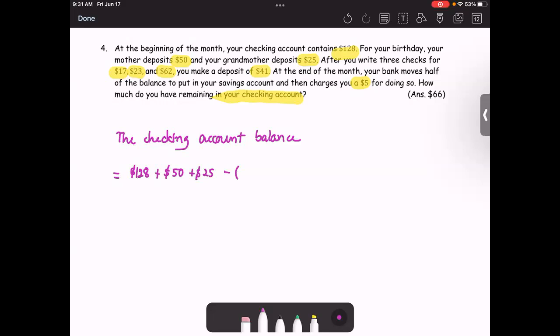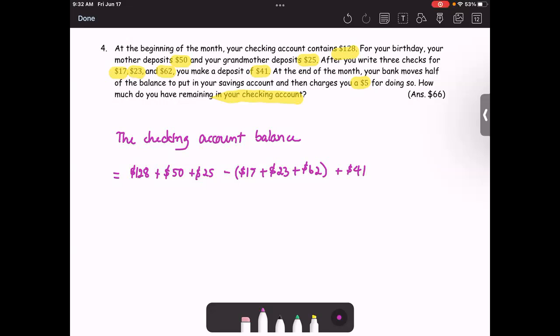The first check is $17. Second one is $23. The last one is $62. Put all together in parentheses as the portion that you take out from your balance. And then you make a deposit of $41. So you add $41 to your account.